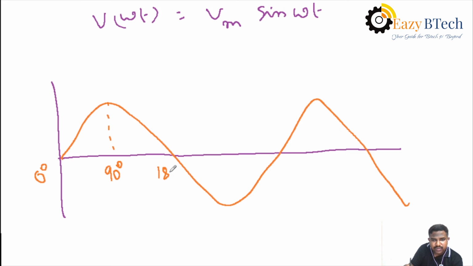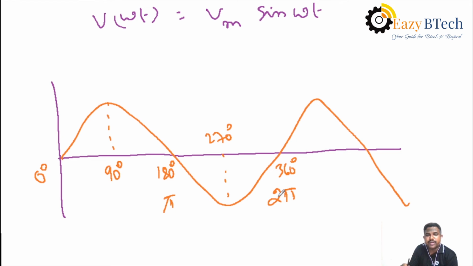Again the 0 will be obtained at 180 degrees. Again the negative peak value will be obtained at 270 degrees. Again 0 will be obtained at 360 degrees. That means this is angle pi and this is angle 2 pi. At every 2 pi, the same positive and negative sine waveforms will be repeated again. That's why the complete angle to write down the sine waveform is up to 2 pi radians. In this way, generally you can write down the sine waveform.